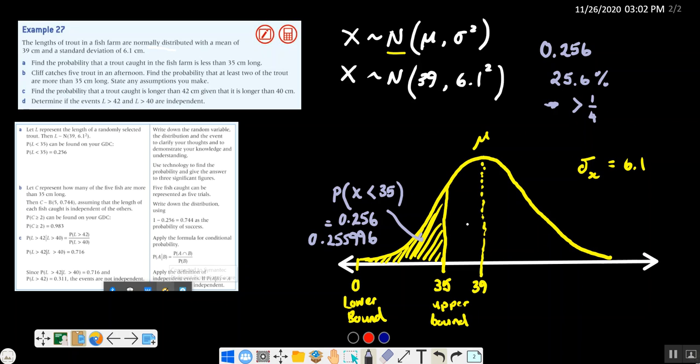Okay, so then the next question says, Cliff catches 5 trout in an afternoon. Find the probability that at least 2 of the trout are more than 35 centimetres long. State any assumptions you make. So obviously the answer's there, but what in there would give you a clue in an exam situation that you were going to do binomial distribution?